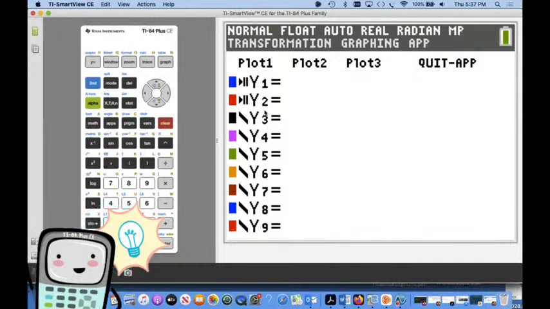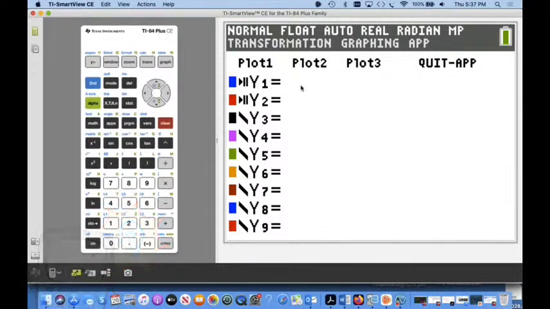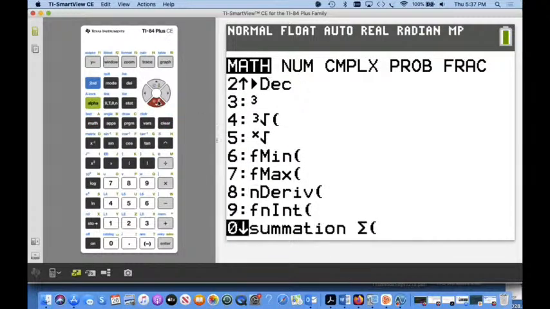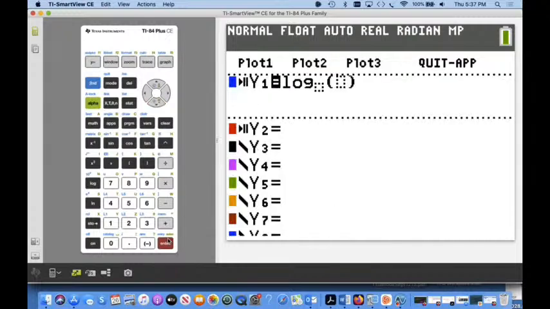So what I'd like to do is put in a log base A. In other words, I don't want to specify what the base is. So let me get that log base. I'll just go ahead and get it off the math menu again. So I've got log base, and instead of putting an actual number in there, I'm going to put A. And then our argument is X.